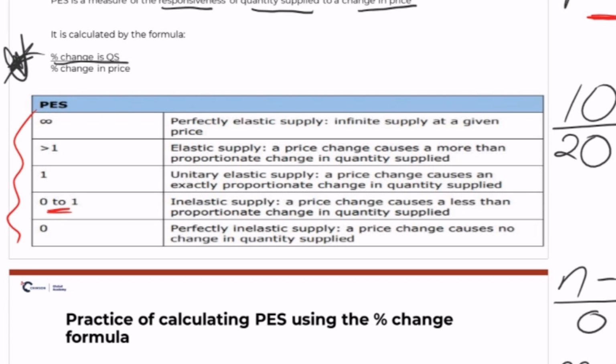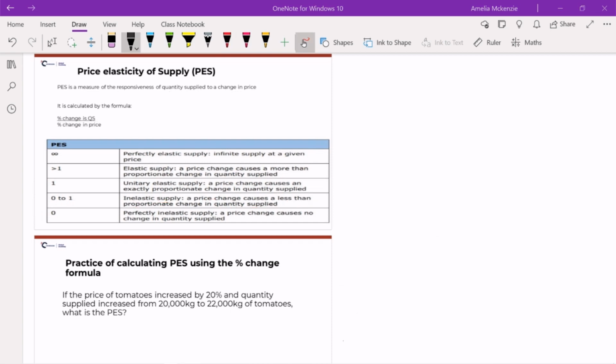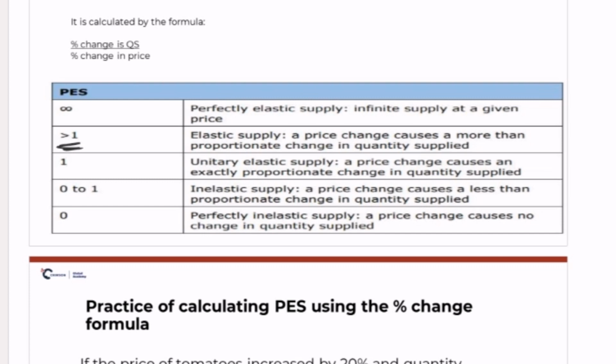So that's inelastic supply. A price change causes a less than proportionate change in quantity supplied. So we've had that price change in tomatoes, it's led to a less than proportionate change in quantity supplied. So if you were to come out with a number that was greater than 1, that would be elastic supply. And that's showing that a price change causes a more than proportionate change in quantity supplied.